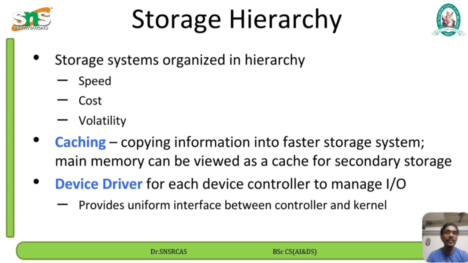Caching is nothing but copying information into a faster storage system. Main memory can be viewed as a cache for secondary storage. And the device driver for each device controller manages input-output operations. It provides a uniform interface. It acts as an interface between the controllers and the kernel. What is the kernel? We discussed the functionality of the kernel in the previous video.